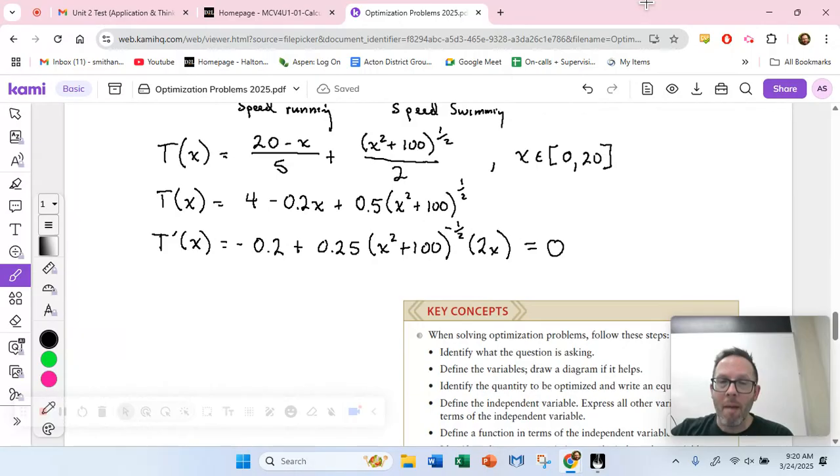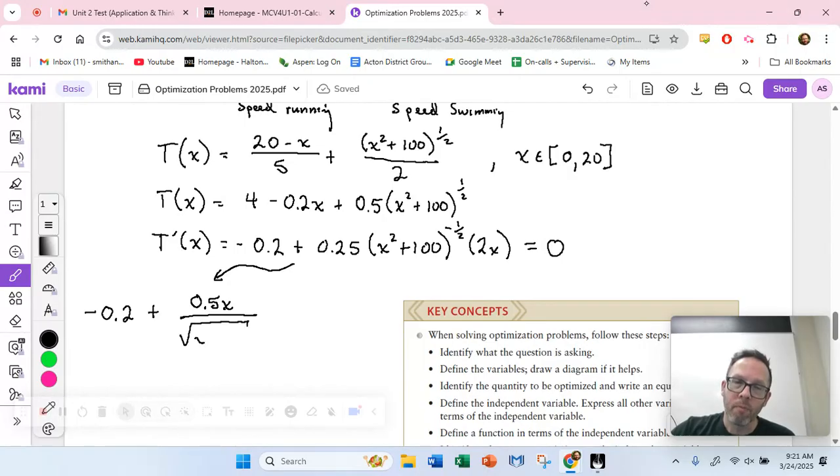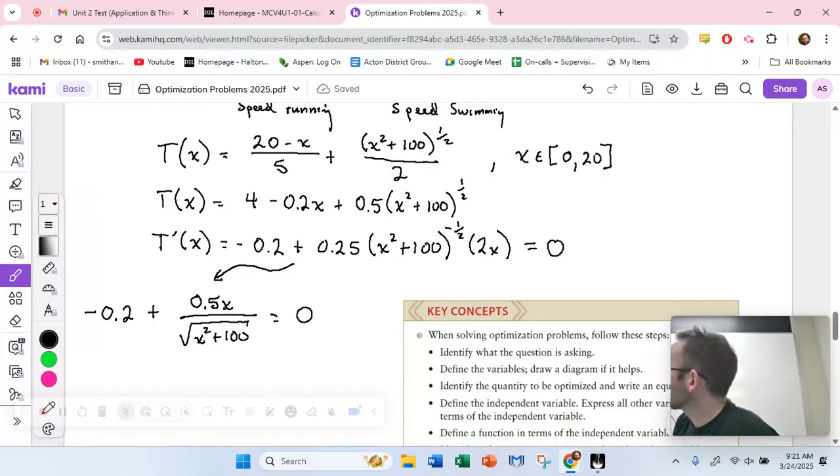Let's clean some things up. I'm just going to shift things to the left a little bit on my page. Of course, you guys probably manage things a bit better than I did. So we have negative 0.2. 2 times 0.25 is 0.5. So we have 0.5x. And then that power of negative 1/2, I'm just going to write that on the bottom, and I'm actually going to make that a square root. Plus 100. And this is all equal to 0. That's just me cleaning up the derivative and setting things to 0, writing things in terms of radicals so that I can solve this equation.